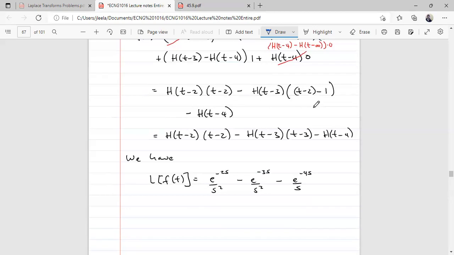Now if we expand it out and simplify it, we'll have h at t minus 2 by t minus 2, h at t minus 3 by t minus 3 from this part, and then h at t minus 4. Of course, we could take the Laplace of that. That would be e to the minus 2s over s squared minus e to the minus 3s over s squared. And this part is just the Laplace of a Heaviside, which is e to the minus 4s over s, because your t naught is 4.